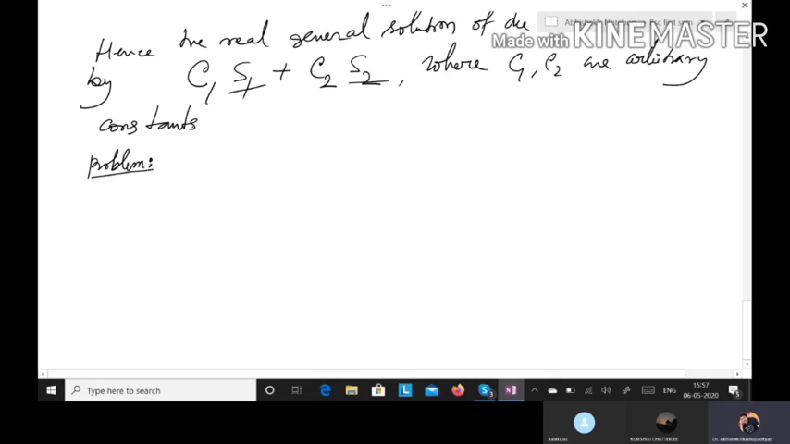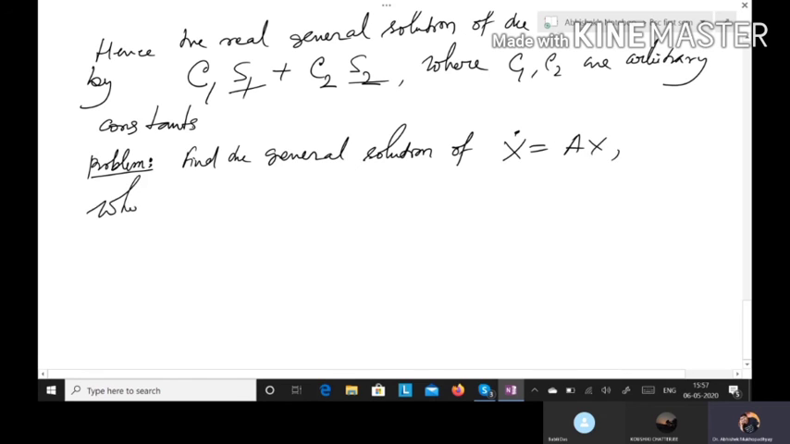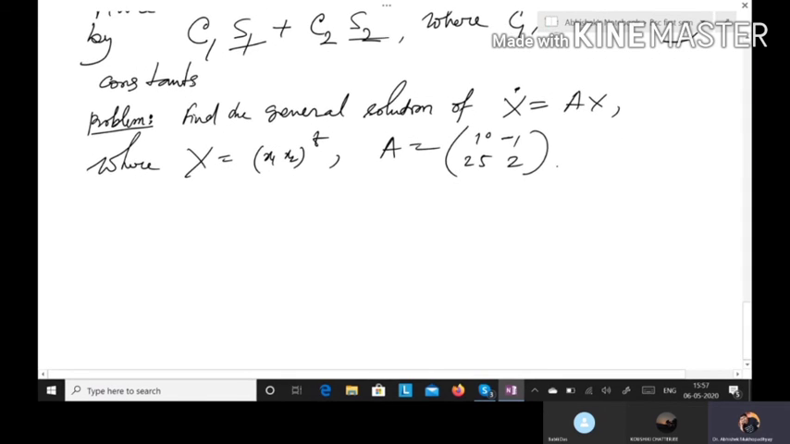So this will be clear from the next example. Let us have a look at the problem. That is, find the general solution of the system x dot is Ax, where x is the column vector (x1, x2) transpose, and A is the matrix [10, -1; 25, 2]. So what should be done to get the general solution of this equation?